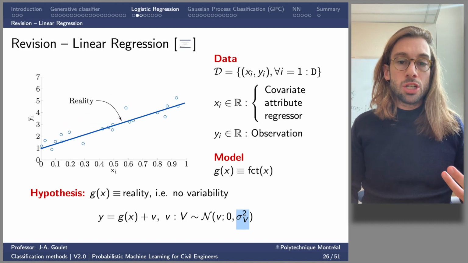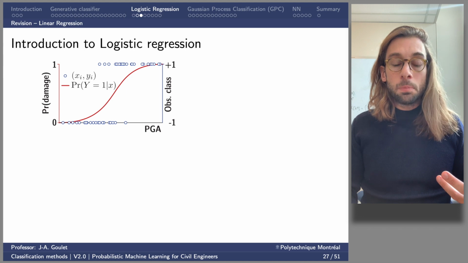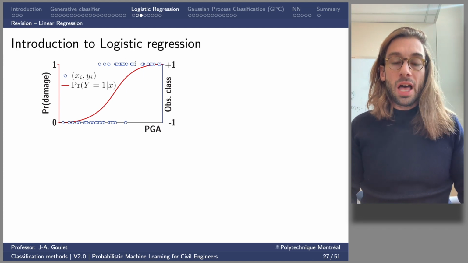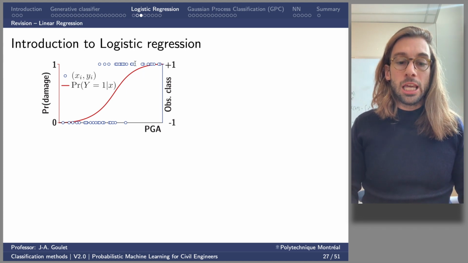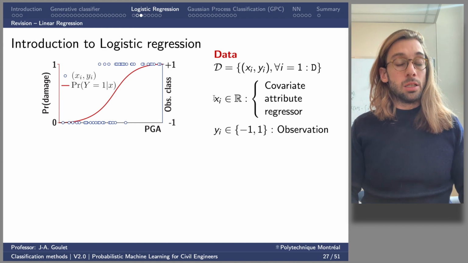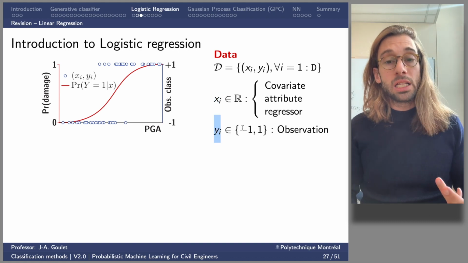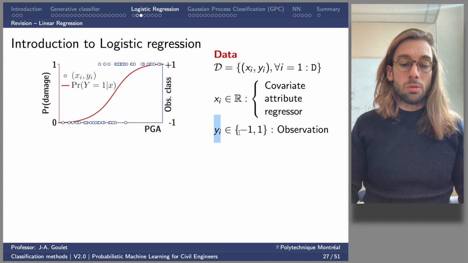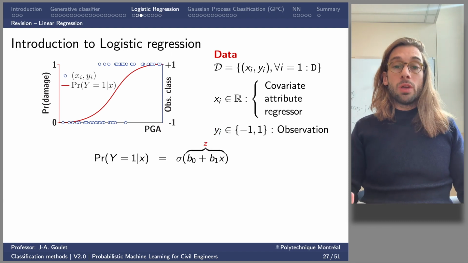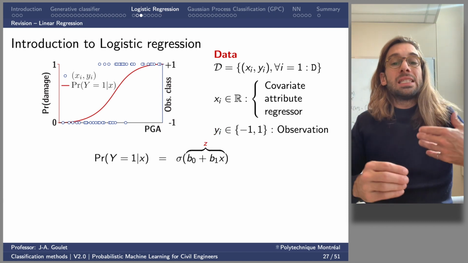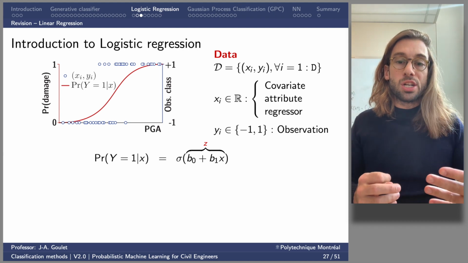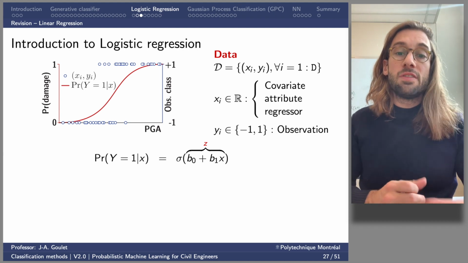Now for classification, what we have is that our outputs are not continuous values anymore. They're classes, either +1 or -1, okay? So here my covariate x is still continuous, but my system response is, in the case of binary classification, -1 or +1. So how can we approach this? How can we extend our linear regression setup for this classification setup?